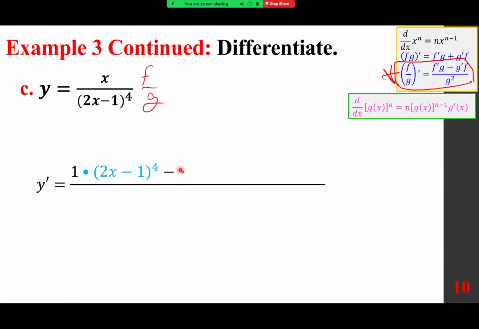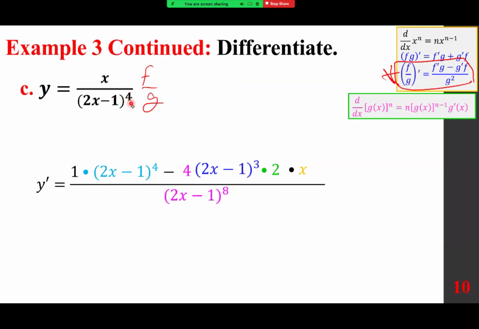We put the 4 first. Then we put the same parentheses, and the exponent is 4 minus 1 or 3. And then we need the derivative of the inside, which is 2. And then we go back to the quotient rule. This is g prime f. We need x. And again, with the quotient rule, g squared. So you want to square that. So the 4 changes to 8. The exponent 4 doubles up.